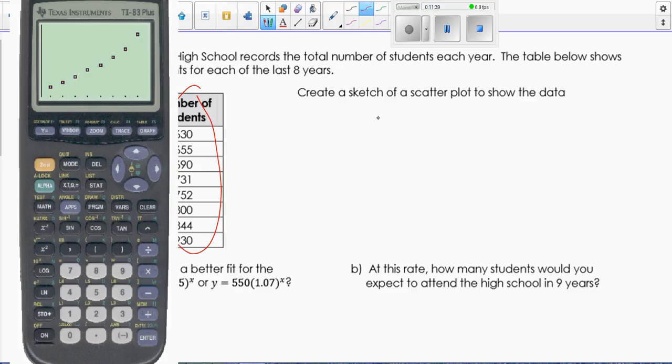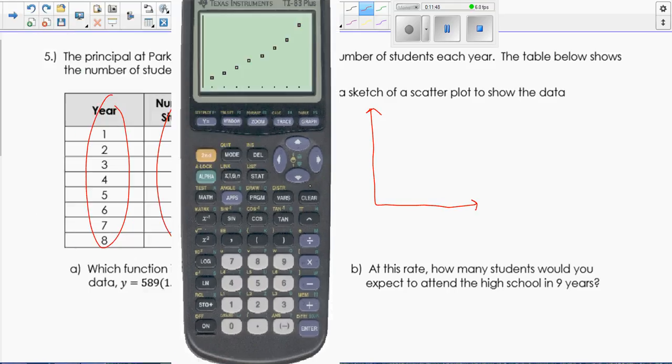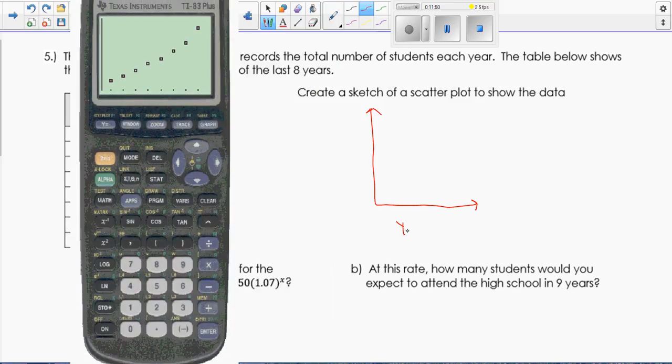So our sketch is just going to be just what does it look like? We're not going to scale anything out. We're just going to say that our x-axis represents our year, and our y-axis represents our number of students. And again, we're not going to sketch anything out. We're just going to kind of show that it looks like it's going like that. So kind of linear, kind of exponential, could be one or the other.